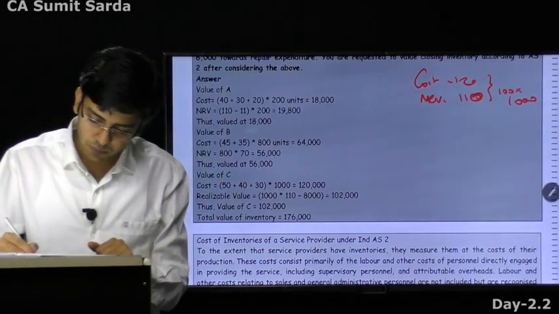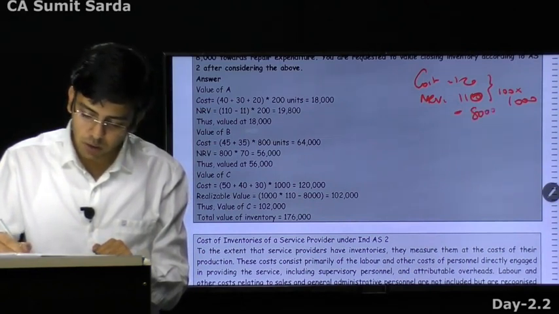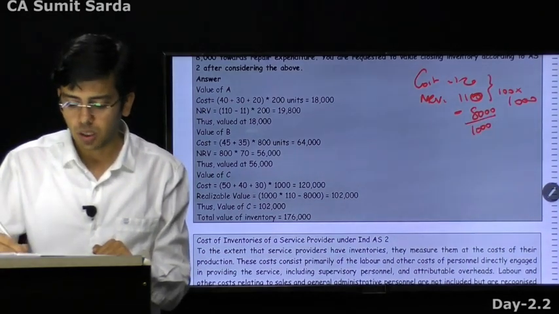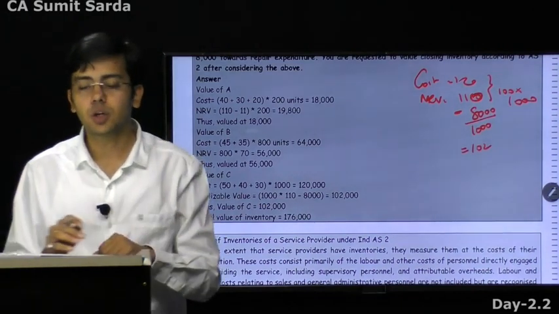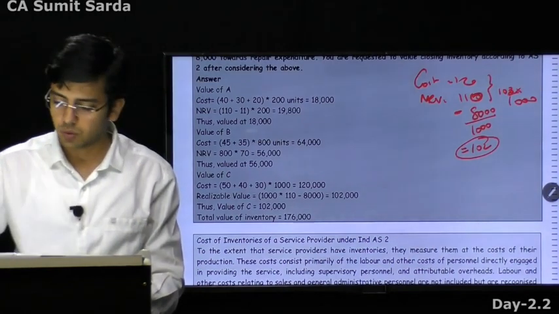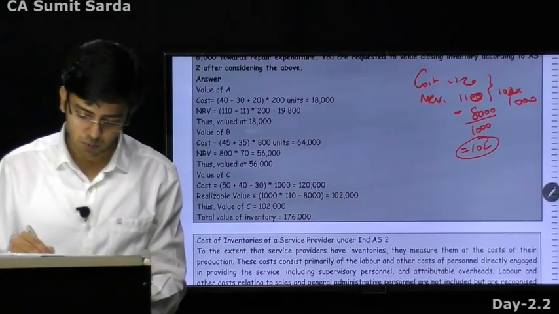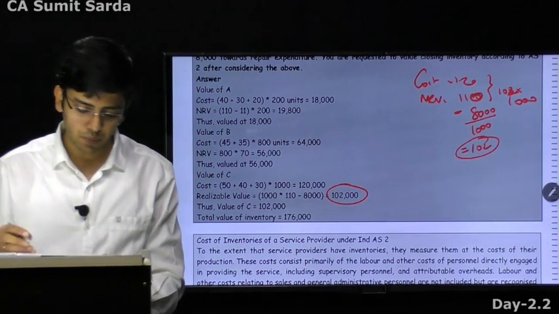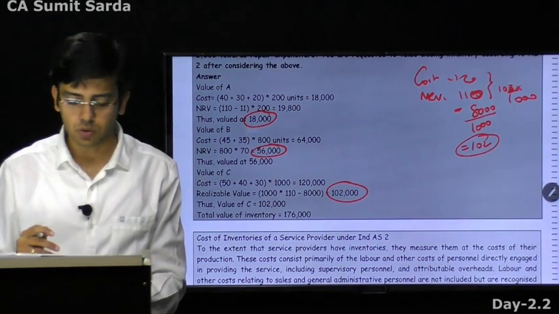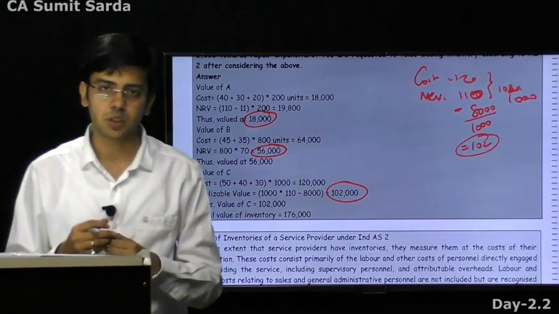So, I need to deduct NRV further by 8000, the total expenditure for 1000 units. That means 8 rupees, 102. So, 120 compared to 102, 102 per unit. So, 102 multiplied by 1000 units, 1,02,000. So, what is the total cost of inventory? First case 18,000, second case 56,000 plus 1,02,000. Please in exam remember to add all the figures. That is the place where the student makes a mistake.